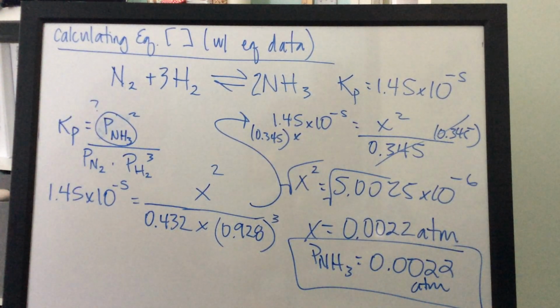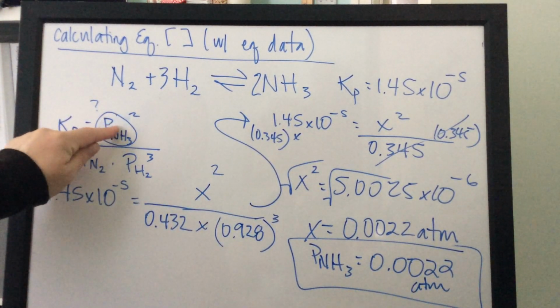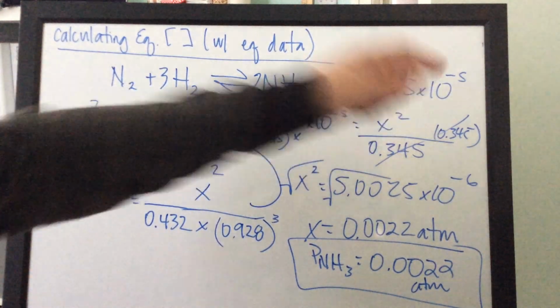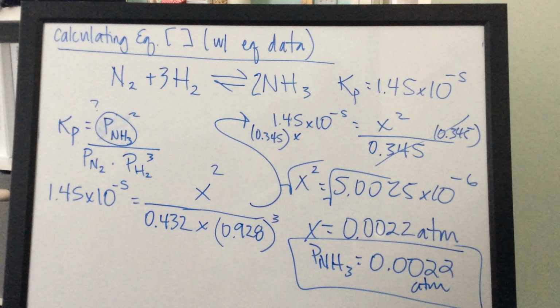If you're unsure if you did that correctly, of course you can always take this number, plug it back in here, square it, divide by these, and you should arrive at a Kp value that's very similar to that, maybe slightly off only because of rounding, but it should be very similar.